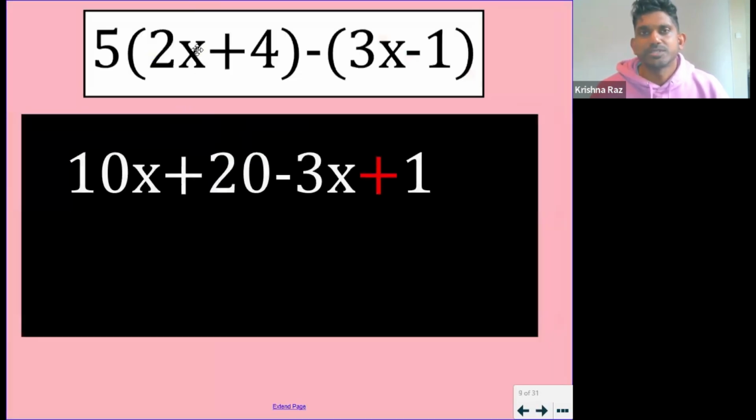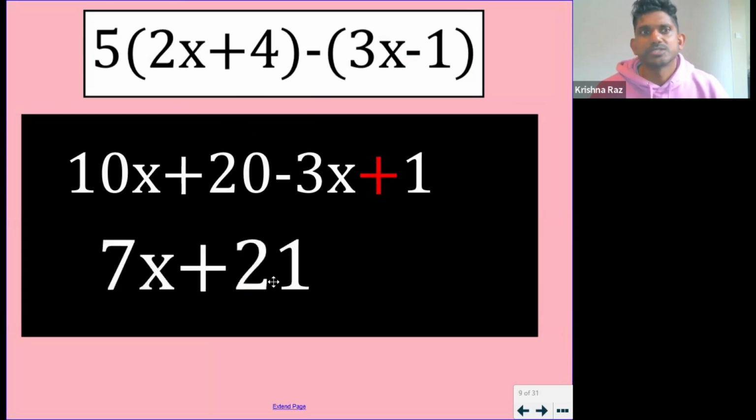Here's my tip number 4. These sorts of questions, again, it's testing expansion of brackets with a negative sign. So I'm not expecting anyone to have any issues getting the 10x plus 20, but what I put in red, the common mistake is that will be a minus sign leading to 7x plus 19 instead of the correct answer, 7x plus 21. Don't fall into that trap.